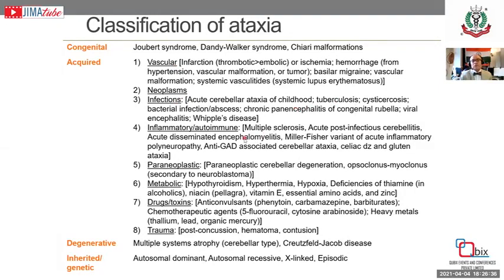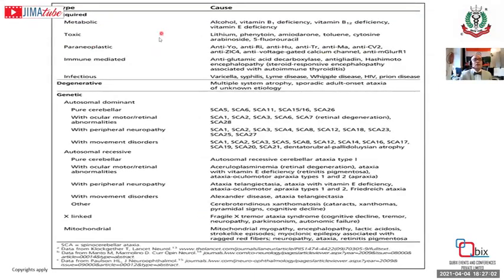Then the inflammatory autoimmune types, post-infectious cerebellitis, ADEM, Miller-Fisher, and the immune ataxias, the celiac ataxias. We mustn't forget the paraneoplastic cerebellar presentations, the metabolic presentations from hypothyroidism, hypoxia, vitamin deficiencies, and a large number of drugs that can cause cerebellar ataxia, and trauma. So moving on, this particular diagram gives you a list of the acquired causes of cerebellar dysfunction. I have been talking about them in the earlier slide.